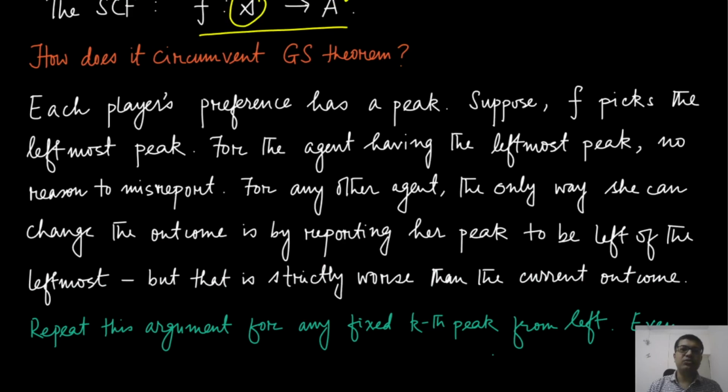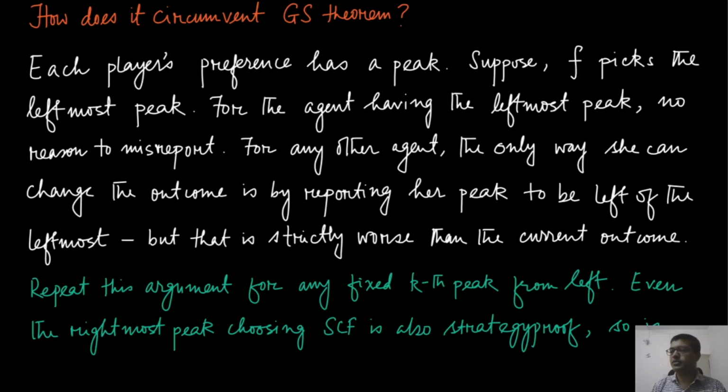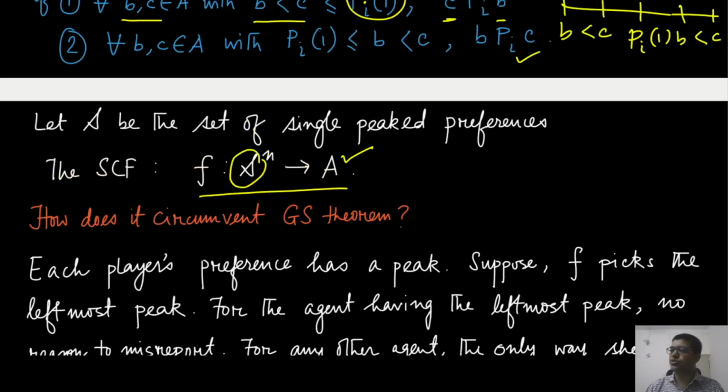So let us look at one specific example. Let's go back to the temperature setting example here. Let's say some player has T1 and some player has T2, where T1 is smaller than T2, and let's say T3. These are the different peaks of these players.